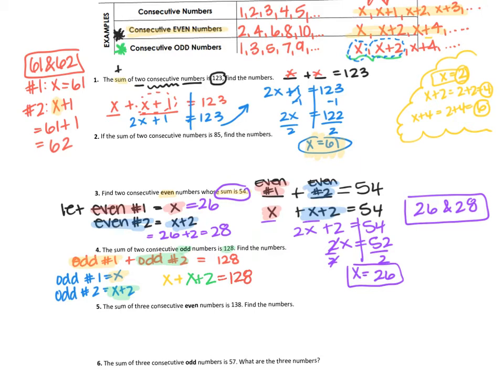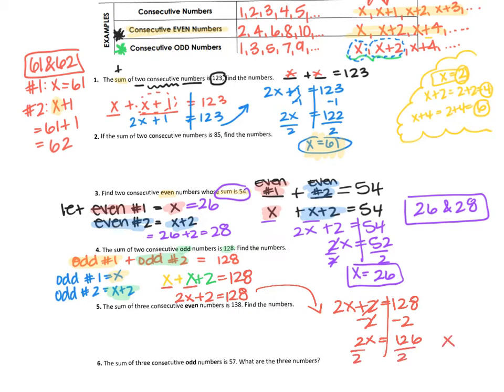So combine like terms, you have an x plus an x, which makes 2x plus 2 equals 128. And I'm going to go ahead and do this over here. Let me rewrite it. So 2x plus 2 equals 128. Subtract 2 from both sides. So on the left, we're just left with 2x. On the right, 128 minus 2 is 126. Divide both sides by 2, and you get that x equals 63, which is great.